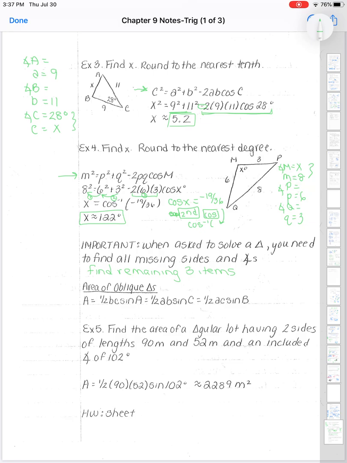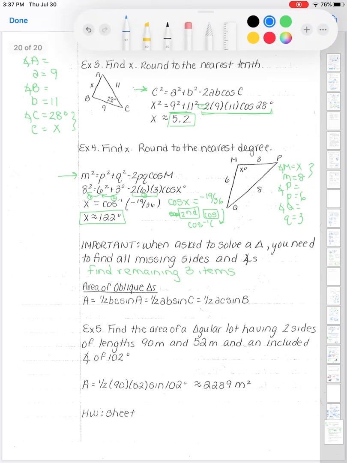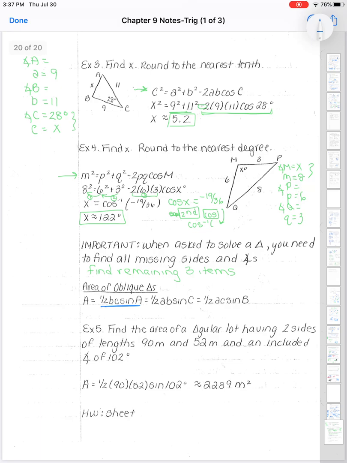All right, last formula here is area of an oblique triangle. So this is your 3 options: 1/2 bc sine A, 1/2 ab sine C, or 1/2 ac sine B. And notice there's no repetition in the letters. So if you're taking the sine of one angle, then the other 2 are the other 2 sides.